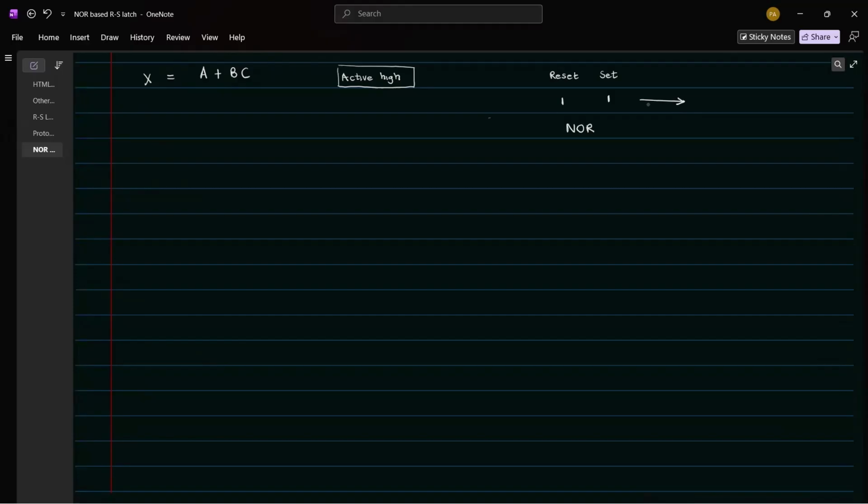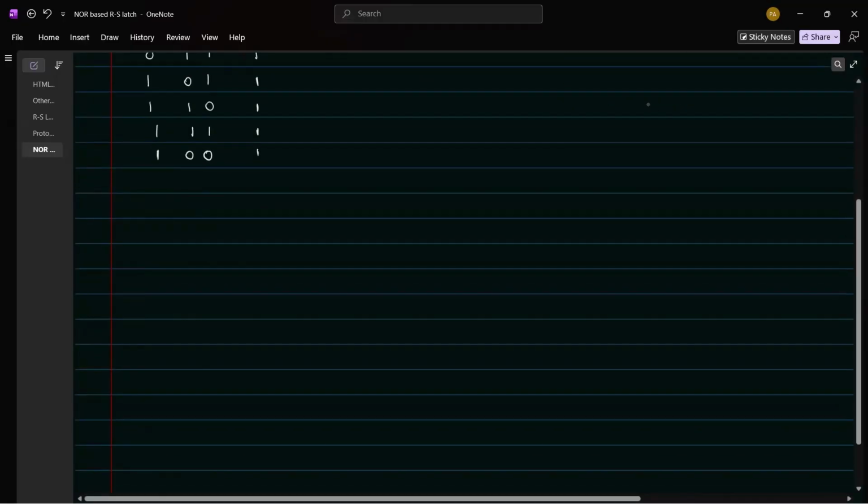So what does this look like in a truth table? Well, if we draw A, B, C and X, for a plus bc, it could be 0 1 1, or 1 0 1, or 1 1 0, or 1 1 1, or we can also have 1 0 0. That's all. For all these input combinations, x will be equal to 1. That's the idea.